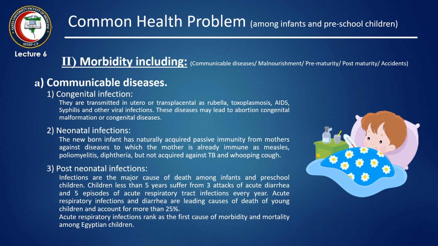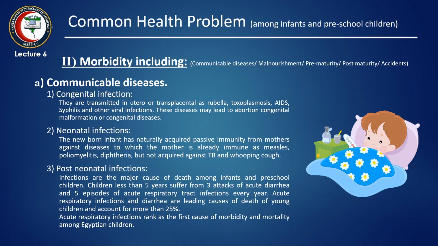Newborn infants have naturally acquired passive immunity from their mothers against diseases to which the mother is already immune. Examples for this category include measles, poliomyelitis, and diphtheria, but not immunity against pulmonary tuberculosis and whooping cough.